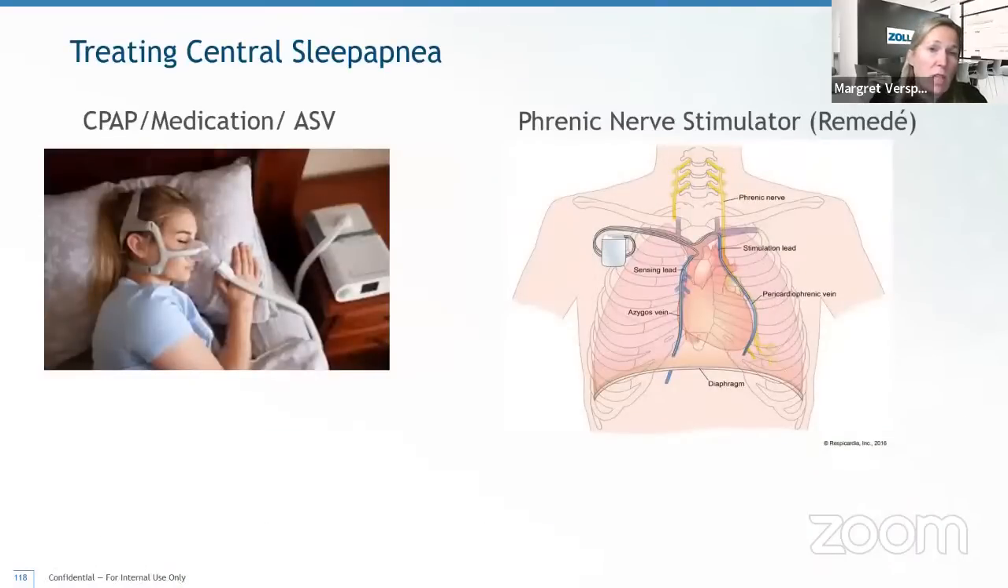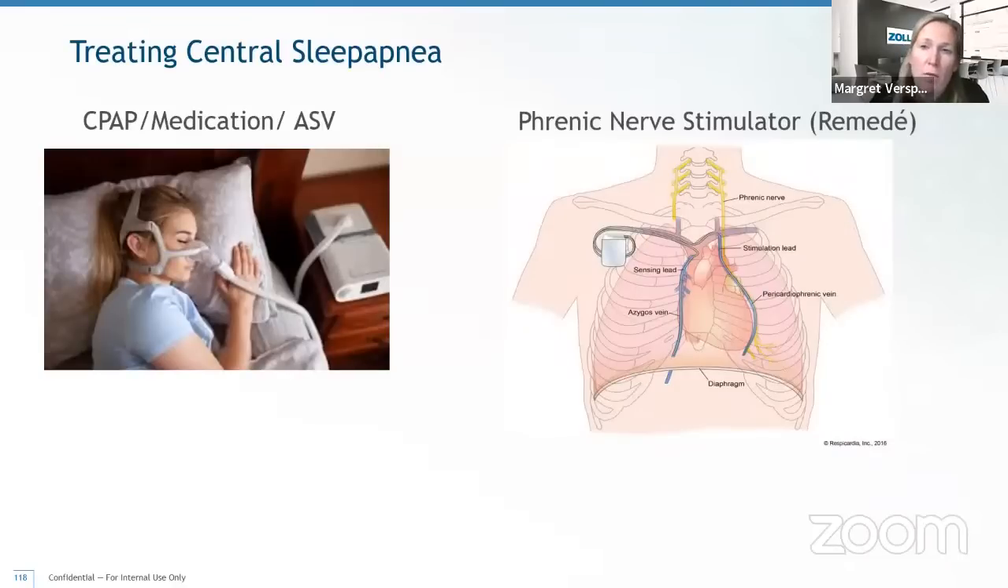How do we treat central sleep apnea? It depends on the patient. It depends on the amount of central events. It depends on how the central events look. But most of the time they start with CPAP or some medication or ASV or whatever.